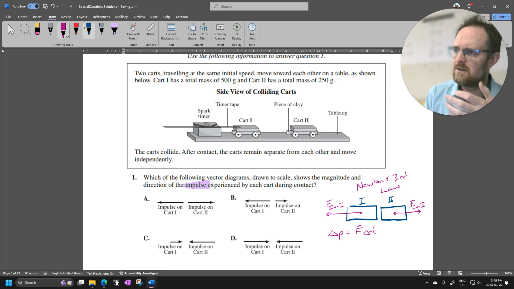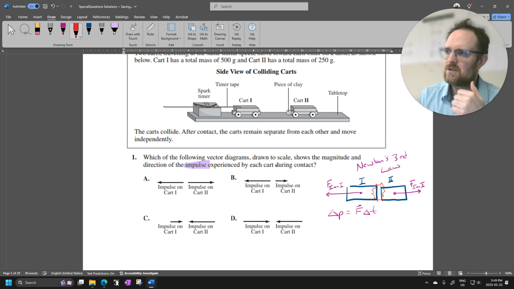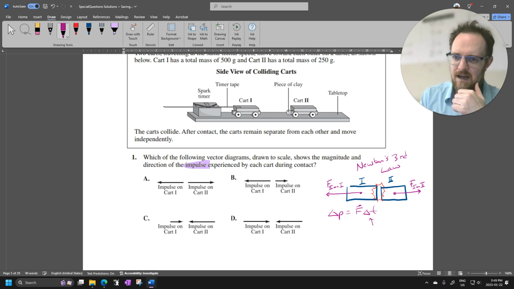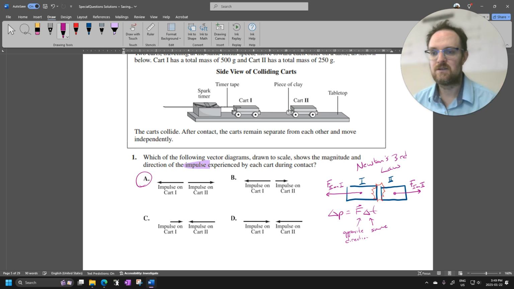of time, right? So they're colliding with each other, and they're interacting for the same amount of time. It wouldn't make any sense if one pushed longer than the other. These are both the same but in opposite directions. So this is the same time, but opposite direction. So it makes sense it's going to be A. The same magnitude lines, the same length, but in opposite directions.